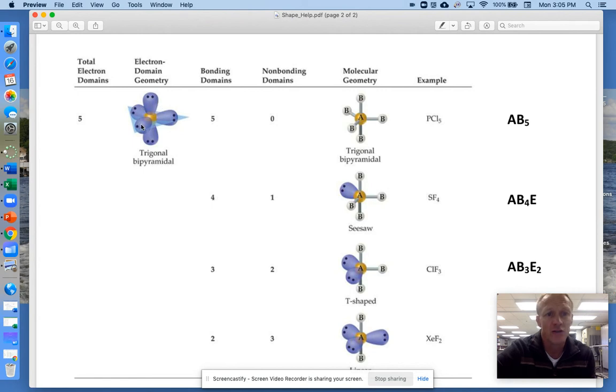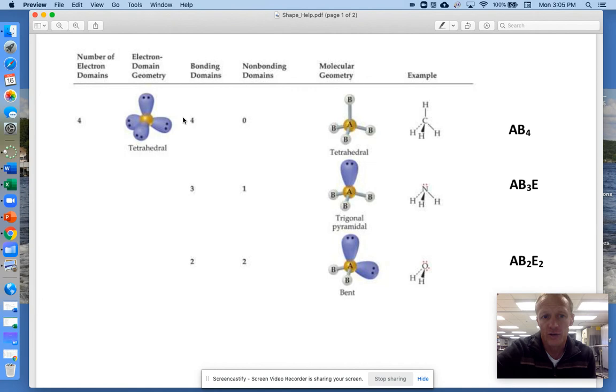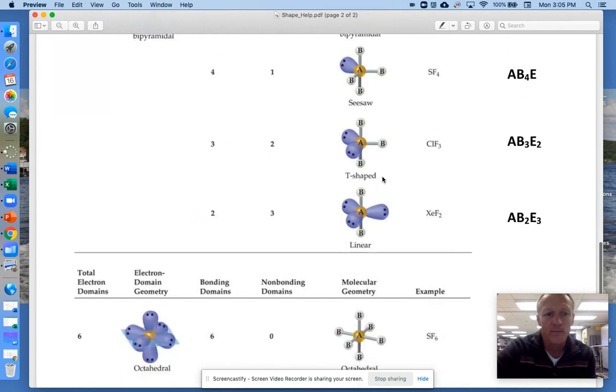These would all have an expanded octet around the central element. There are now 10 electrons around the central element. Everything before this would just be an octet of electrons around the central element. So this is now an expanded octet, more than 8 electrons around the central element. Those are the toughest shapes to remember.